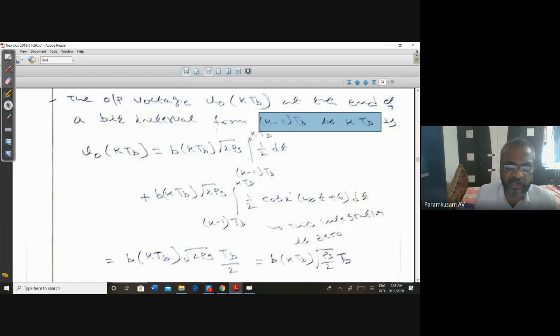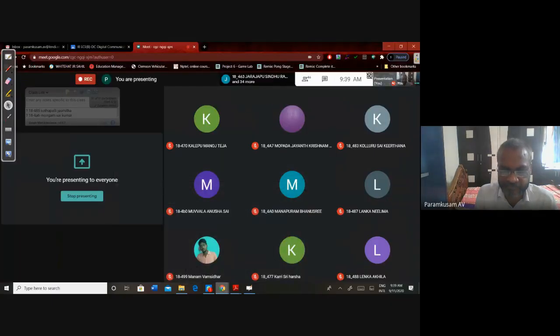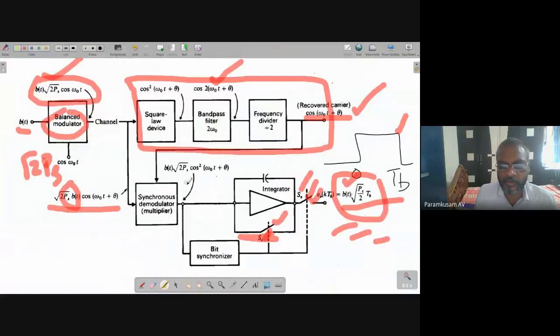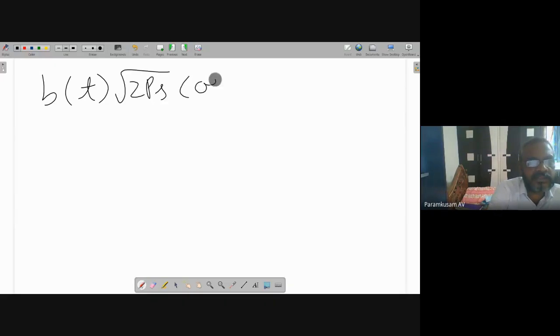సో the output voltage at the end of the bit interval, you note down the output voltage v naught of ktb at the end of the bit interval from k-1 tb to ktb is equal to the equation prime. v naught of ktb is equal to, ఇది ఎలాగొచ్చింది యాక్చువల్ గా, what is the input to the integrator, b of t into root 2 ps cos square omega naught t plus theta.